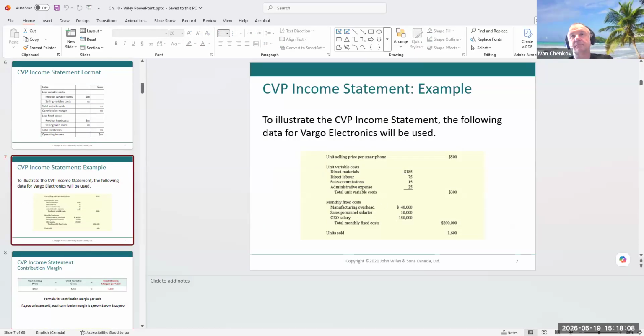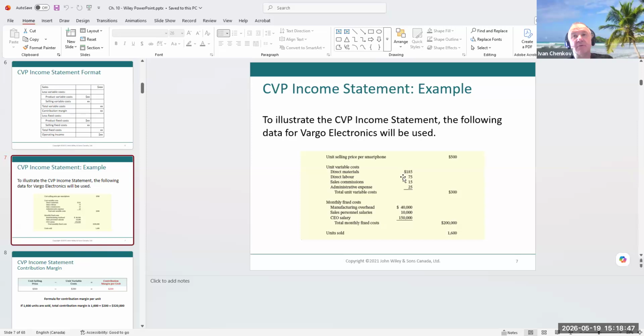Now, an example for this company will be, again, sales are sales. Then we're going to have variable cost, and we're going to have total unit variable cost. And after that, we're going to have monthly expenses. Now, what's interesting with the cost? If you still remember, variable cost per unit always stays the same. Fixed cost in total also stays the same.